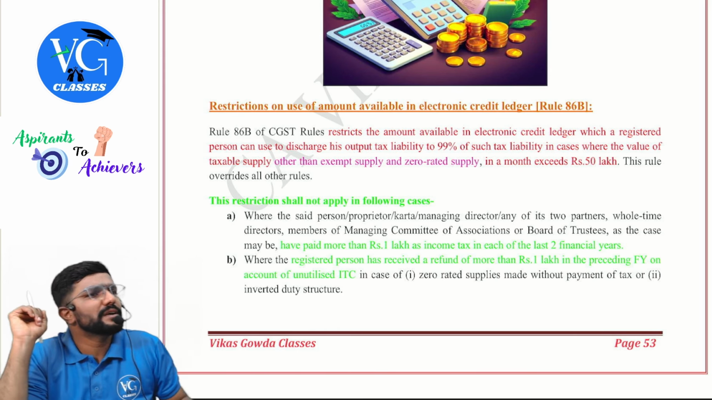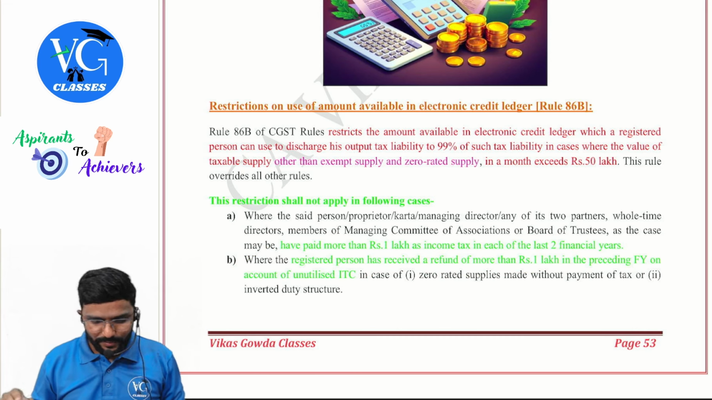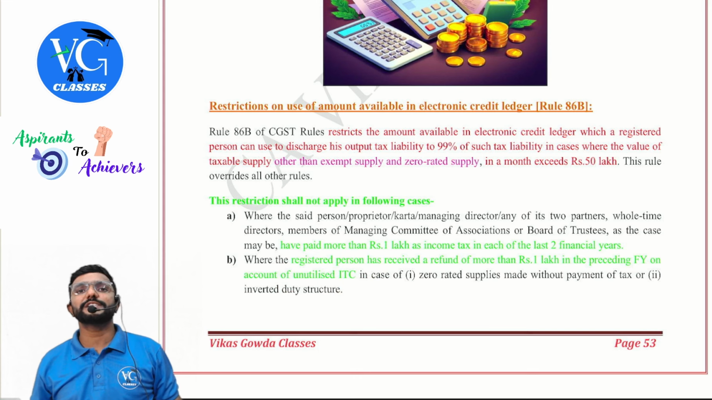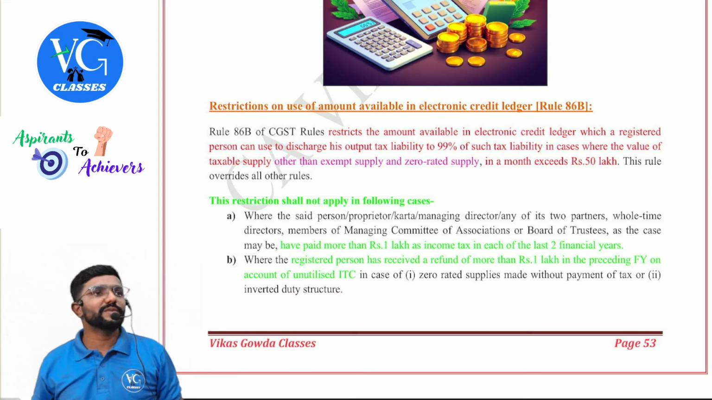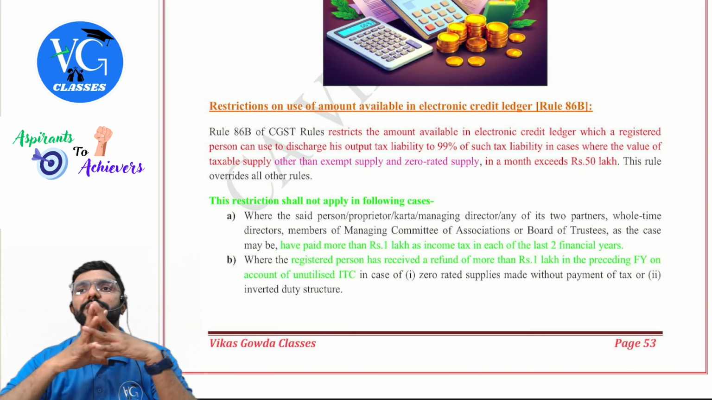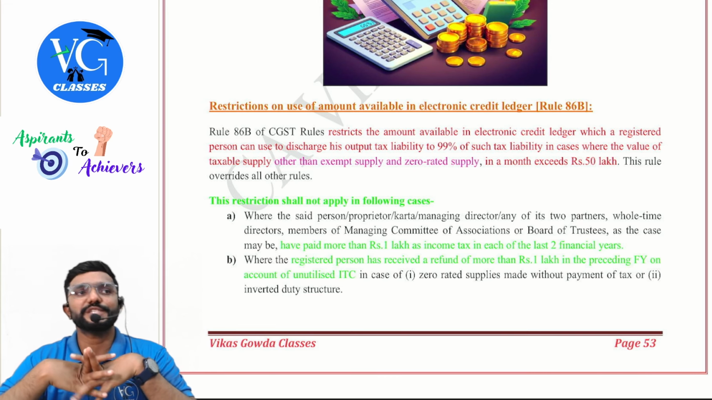Okay, next. Where the registered person has received a refund of more than 1 lakh, which refund? GST refund in the preceding financial year of unutilized ITC. Sir, I had unutilized input tax credit of more than 1 lakh. I have claimed it in last year. In case of zero rated supplies without payment of tax or inverted duty structure. Guys, only in 2 cases they will give the refund of unutilized ITC.